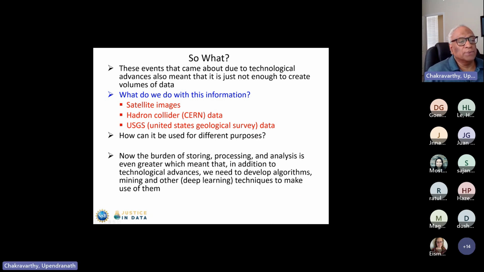Now the burden of storing, processing, and analysis is even greater, which meant that in addition to technological advances, we need to develop algorithms, mining, and other techniques to make use of them. So this is what we are trying to understand. And I think the FAIR principle is critical in your area. On Wednesday, I'll say a little bit about how we are managing in computer science without any principle that I know of. This is one of the challenges for data science.